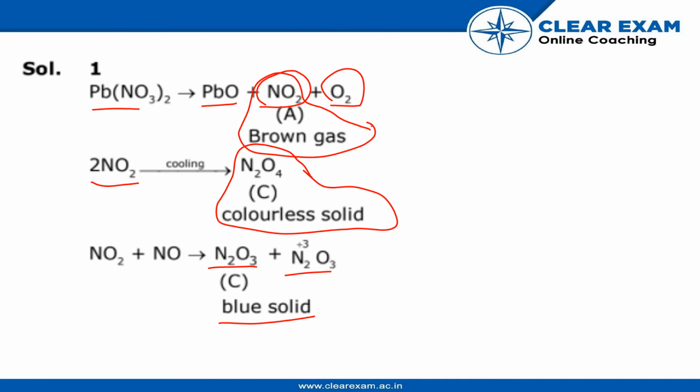So we need to find the oxidation number of nitrogen in solid C. So the oxidation number will be, N2O3, this is N2O3, so the oxidation number will be plus 3. So option first is correct.